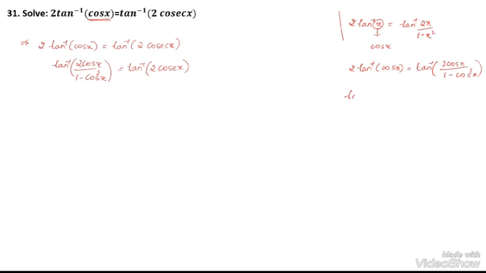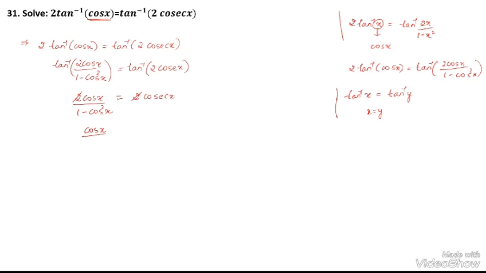Again, I use the property that tan inverse of x is equal to tan inverse of y can be written as x is equal to y. I can use this property. By this property, I directly write 2 cos x divided by 1 minus cos square x is equal to 2 cosec x. Here 2 gets cancelled. Then cos x.